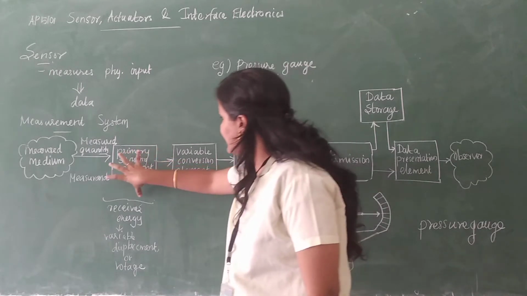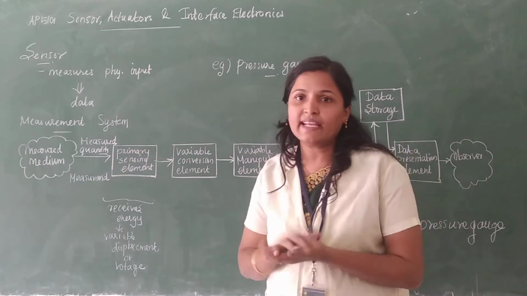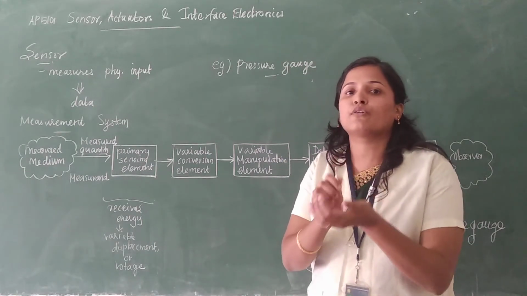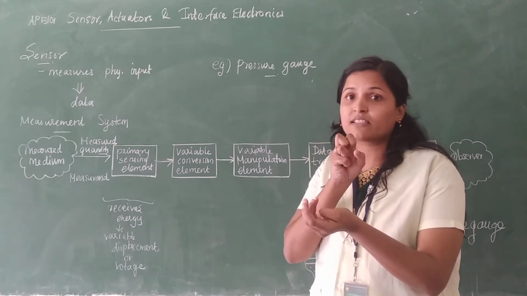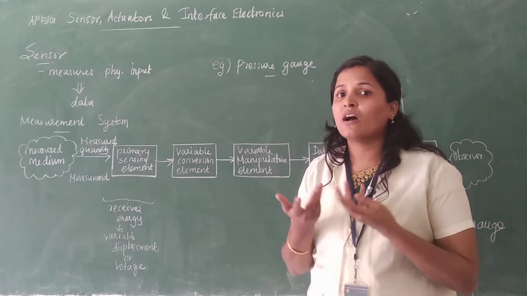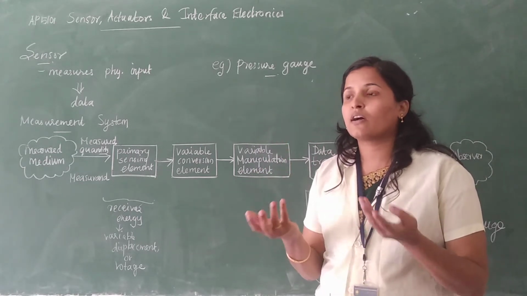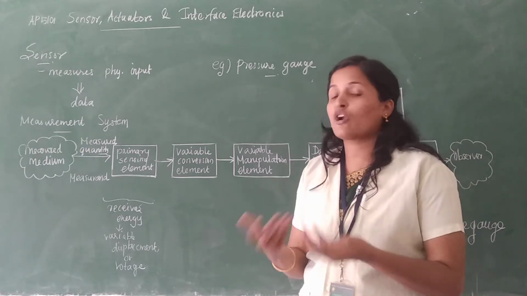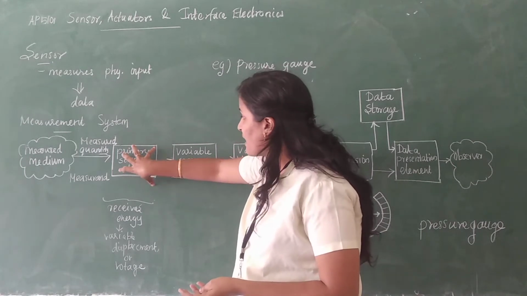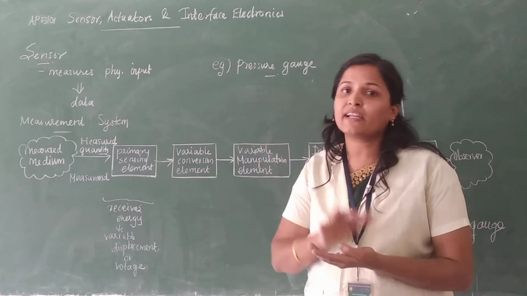That sensing element cannot be directly used for any applications. For example, if you sense the temperature, only the mercury level will go high. Apart from that, with the rise in mercury level, we cannot do anything. We cannot apply it in any useful applications, right? So the sensed parameter should be converted into some other useful form.